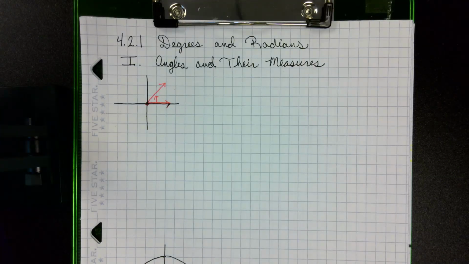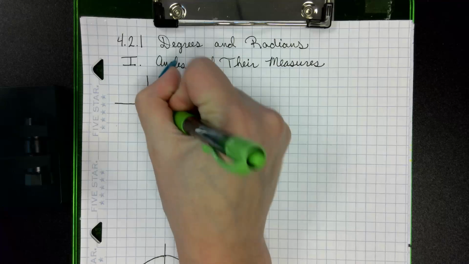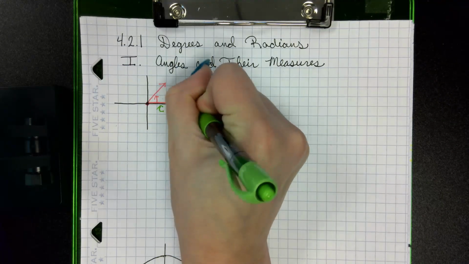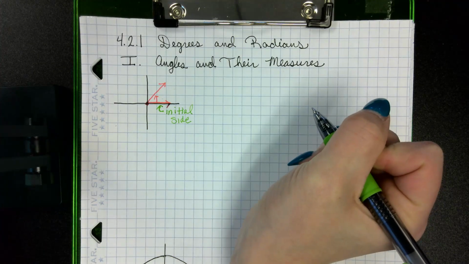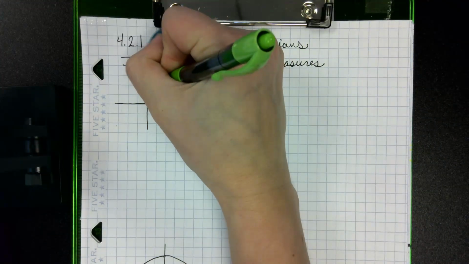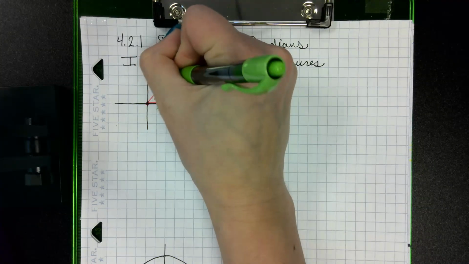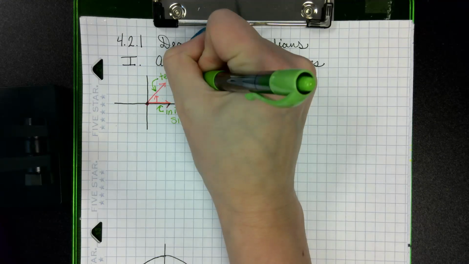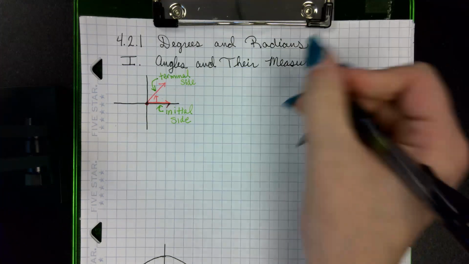All right, so we have this side where I started is the initial side, on the positive x-axis. And over here where it ended, that is the terminal side. It's where it terminates. It stopped. All right, so standard position.